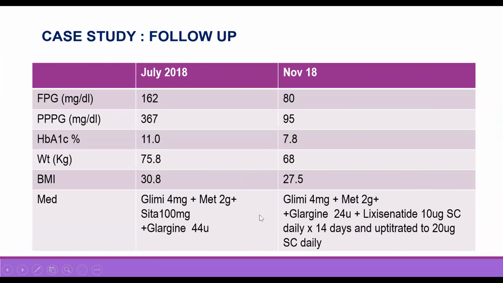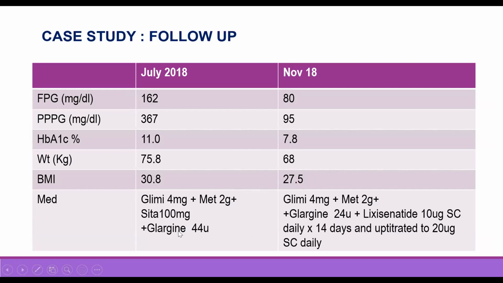So we have started the glargine 44, and we have added the lixisenatide, which has progressively increased from 10 microgram to 20 microgram. And you can see that there is a significant reduction in the glargine dose from 44 units to 24 units. When you are adding GLP-1, stop the DPP-4 inhibitors. You don't have to reduce the dose of glimepiride or metformin, but stop the DPP-4.